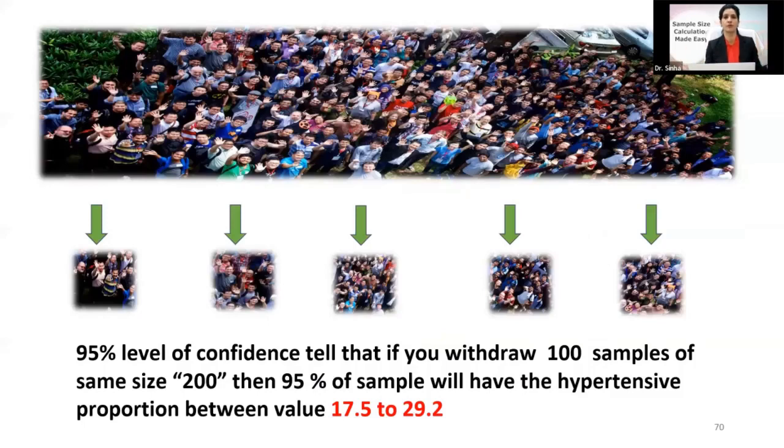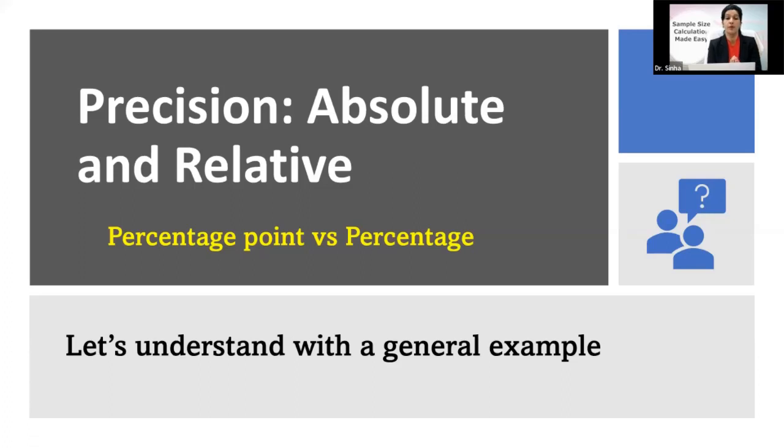Now, there are 5 more researchers. One researcher has also taken one sample, the second researcher has taken this sample, the third has taken this. So 5 researchers have recruited 5 different samples of 200 people, or maybe 100 people, depending. If 100 researchers recruit samples of 200 from the same population, then 95% of the samples will have the population parameter of hypertension between 17.5 and 29.2. So you can be 95% confident that your population value will be within this range from 17.5 to 29.2. So this was the concept of confidence level.